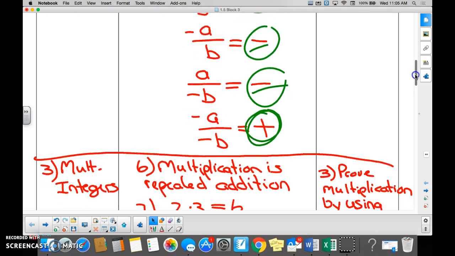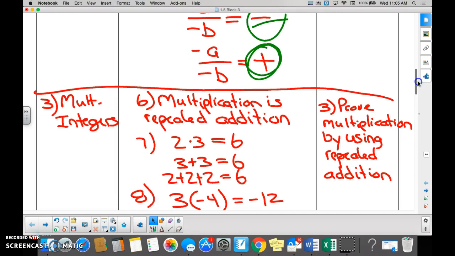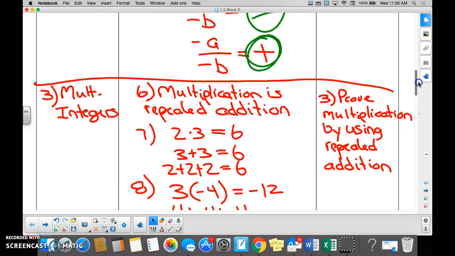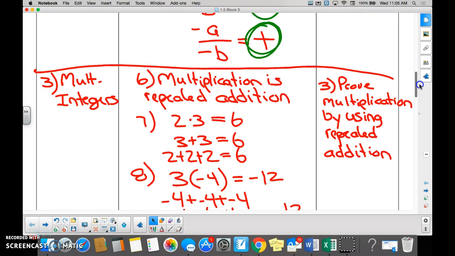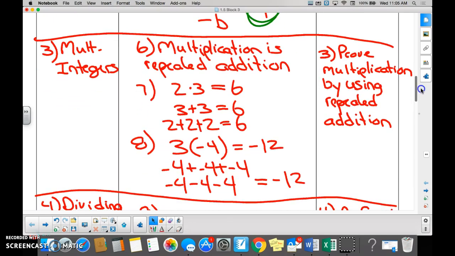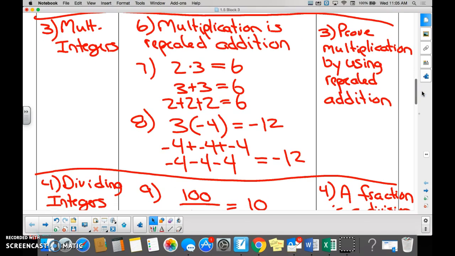Okay, really quick. Multiplication is what kind of addition? Okay, can we all be following along here and try that again? Multiplication is what kind of addition? Repeated. That's so much better. Thank you. And then I gave you some examples of repeated addition. 2 times 3 is the same as saying 3 plus 3 because we are adding 3 twice. Or it's the same as saying 2 plus 2 plus 2 because we're adding 2 three times. Okay? Number 8 is another example of that.